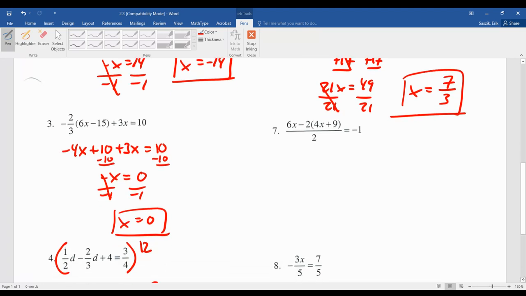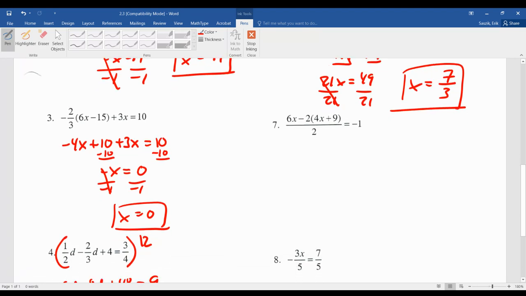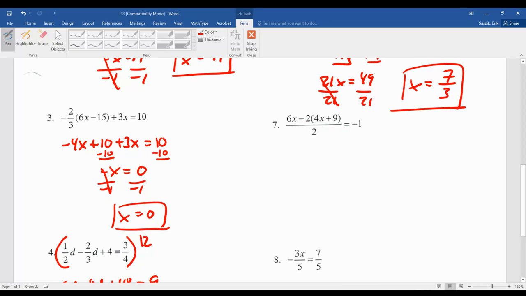Number 7 looks similar to number 1. And I'm going to go ahead and start the first step like we did number 1. Okay. So I'm going to clear out this denominator. So I multiply both sides by 2. I don't distribute because that just cancels.